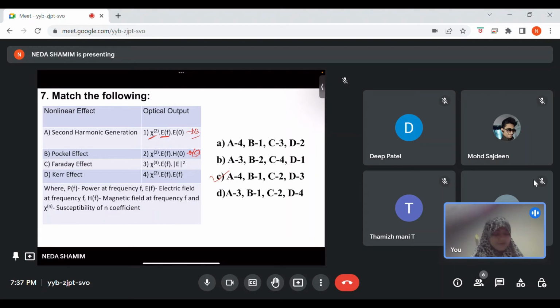Now, Kerr's effect. Who will go for Kerr's effect? Kerr's effect is a nonlinear phenomenon proportional to E square. So that will go to 3. And so we are left with the last option, which is for the second harmonics, that is A. So this is how you solve the match the following.